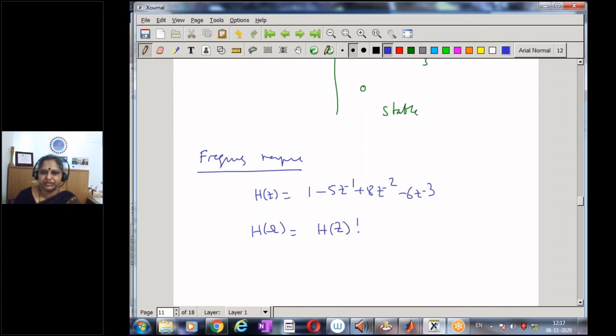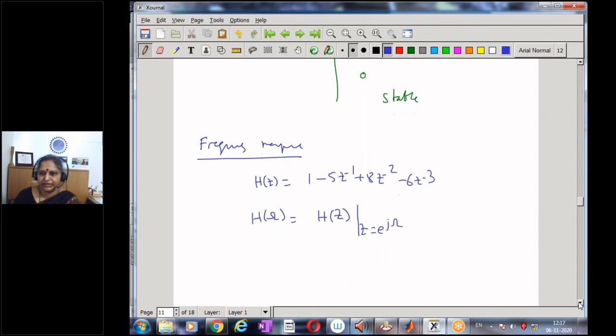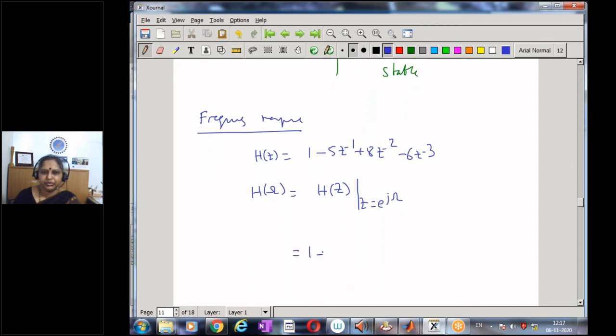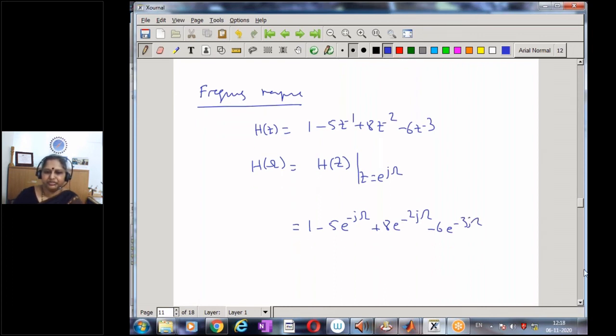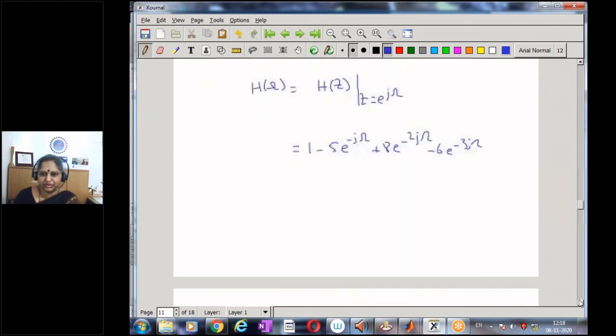One method is by H(z), replace z by e power j omega, and so I get it as 1 minus 5 e power minus j omega plus 8 e power minus 2j omega minus 6 e power minus 3j omega. And once again, I can try to plot it for different values of omega, and let us see how the frequency response of the system is now in this case.